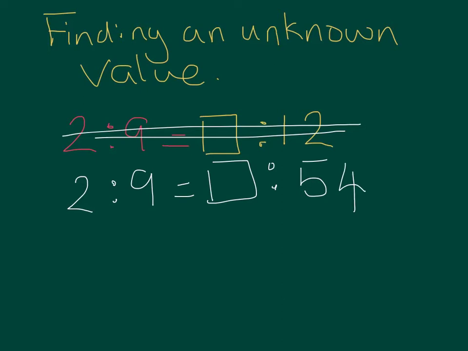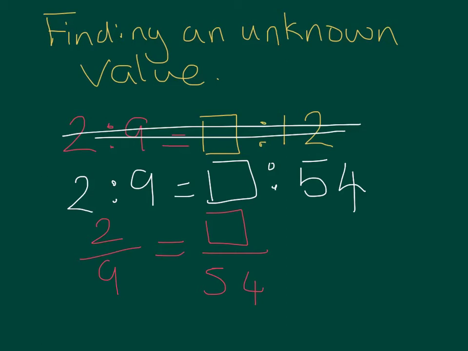Okay, so now let's do that again. So we're going to take our ratio, convert it into a fraction form. So I have 2 over 9 equals an unknown number over 54. So there's two ways of doing this. And the first way of doing this is to find something that both of them multiply by, because you can see that our fraction is increasing.